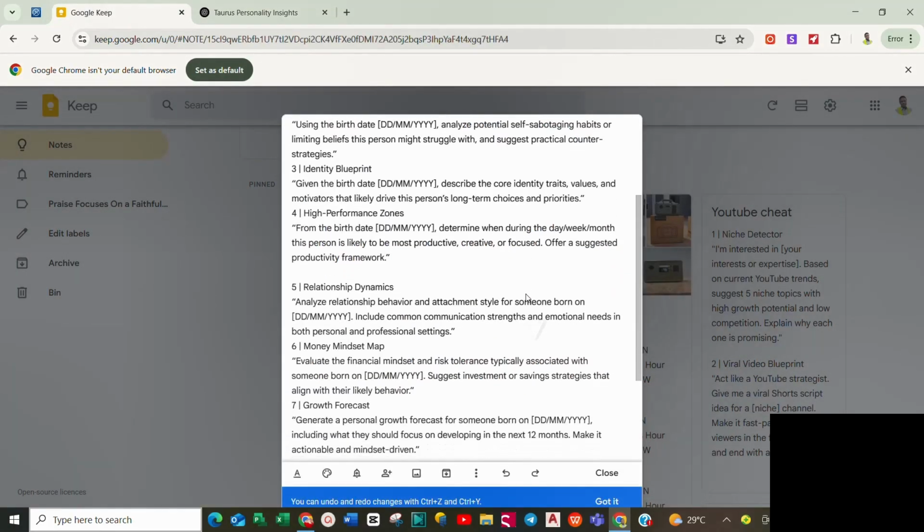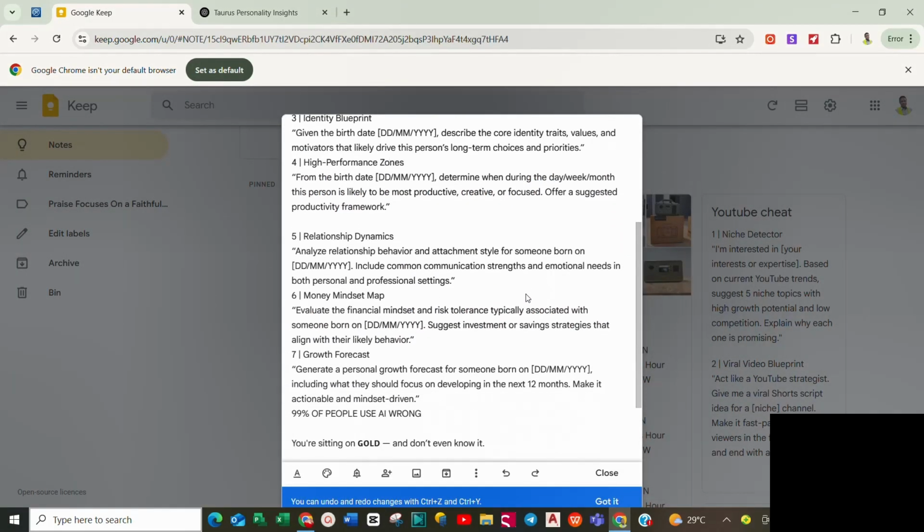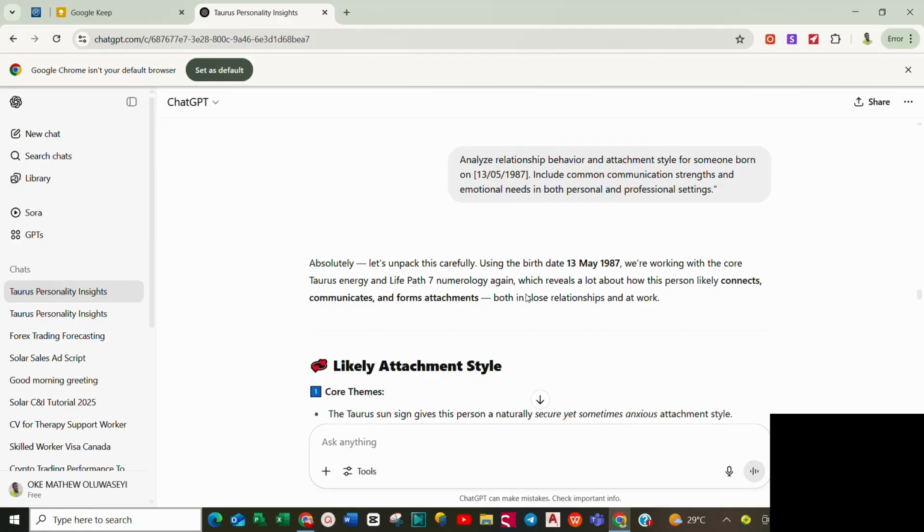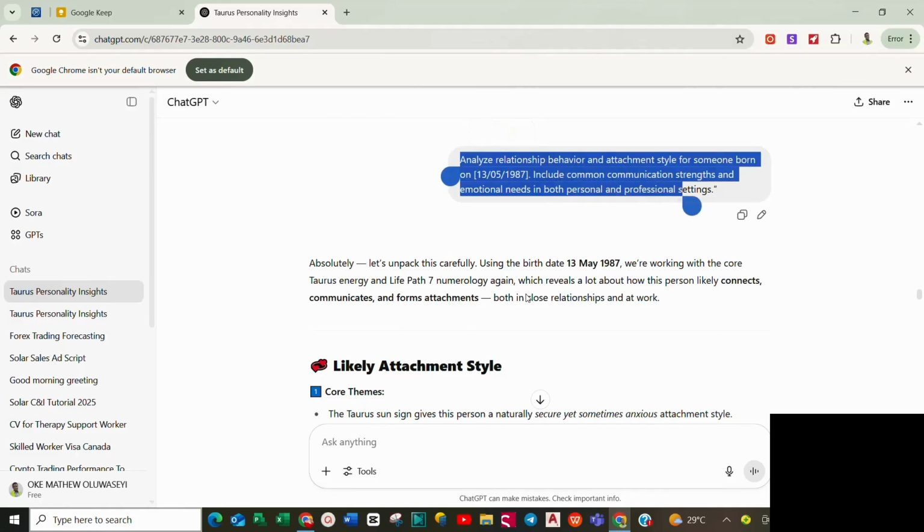So let's talk about their relationship dynamics. Then that's number five. We said analyze the relationship behavior. We said it here, and this is the result it is giving us. We said analyze relationship behavior and attachment style for someone born on this date, then include common communication strengths and emotional needs in both personal and professional settings.